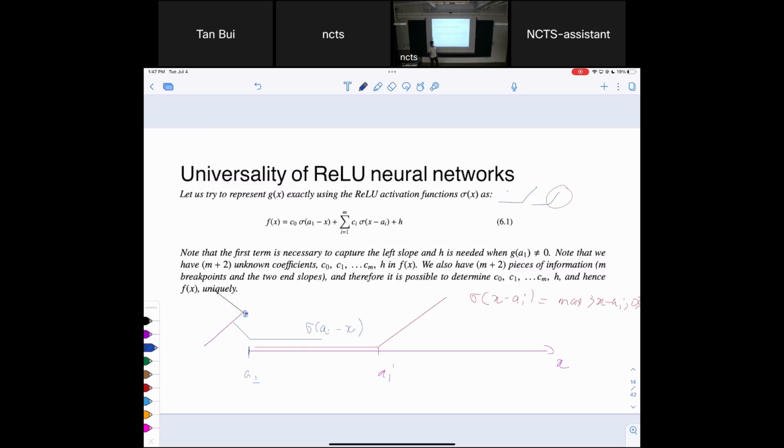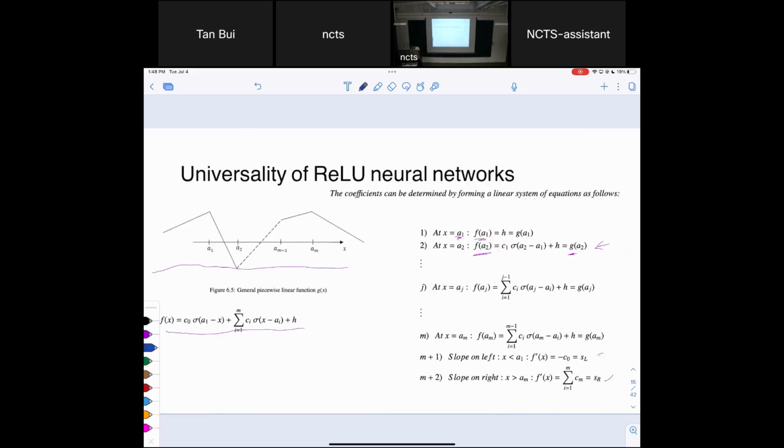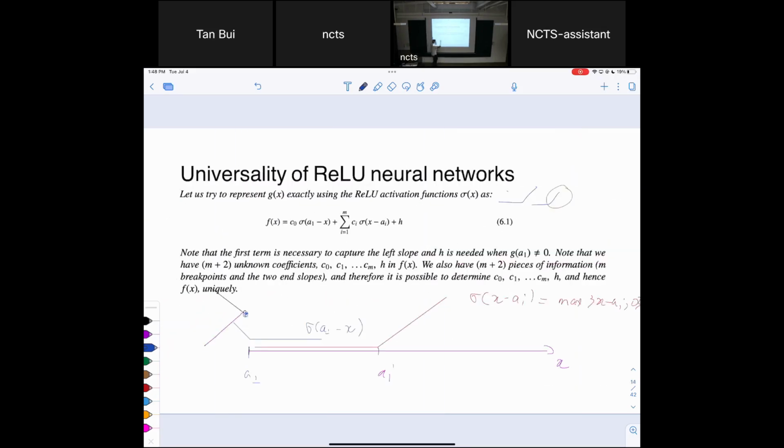And we cannot deal with the case where our function is like this. If we want to approximate this piecewise linear function, the value at a1 is non-zero. So we have to add some constant here to take care of the case when the function you want to approximate, evaluated at a1, is non-zero. So now we cover everything, right?